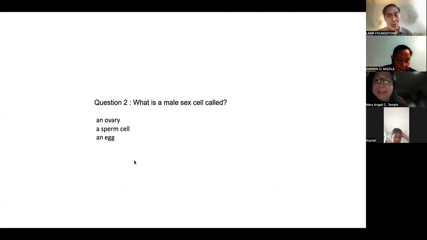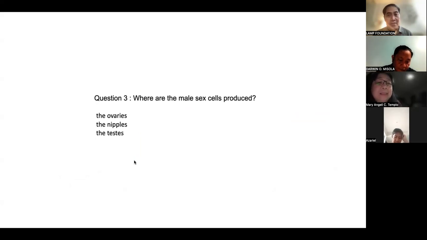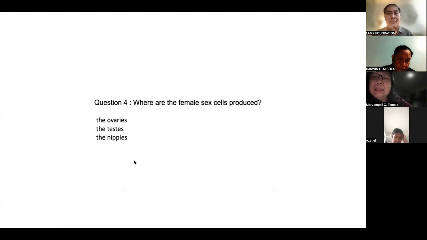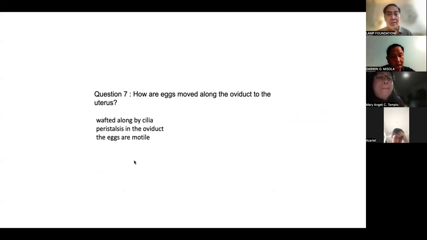What is a female sex cell called? An egg. What is a male sex cell called? A sperm cell. Where are the male sex cells produced? At the testes. Where are the female sex cells produced? The ovaries. What structure are the testes held within? The scrotum. What is a zygote? A fertilized egg. How are eggs moved along the oviduct to the uterus? It's wafted along by cilia.